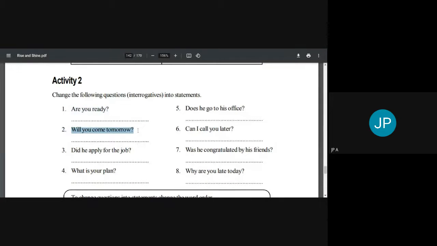Next one, how will you change this one? We just need to change the structure. Yes, that's right, Suvida. You will come tomorrow. Exactly. You will come tomorrow. It has become a statement. I removed the question mark and then changed the structure. Very good.